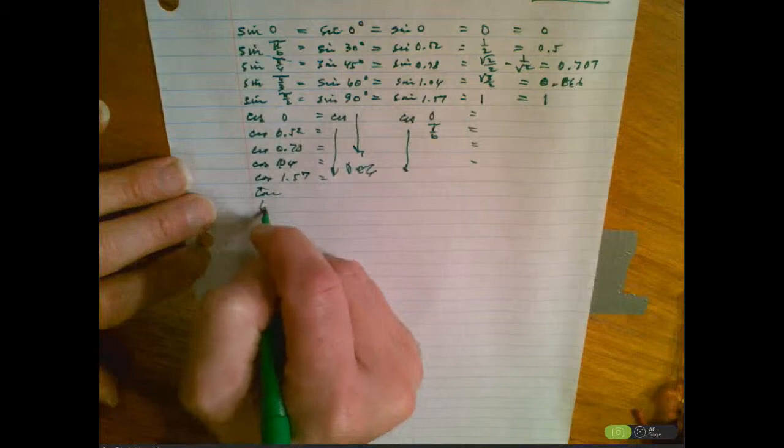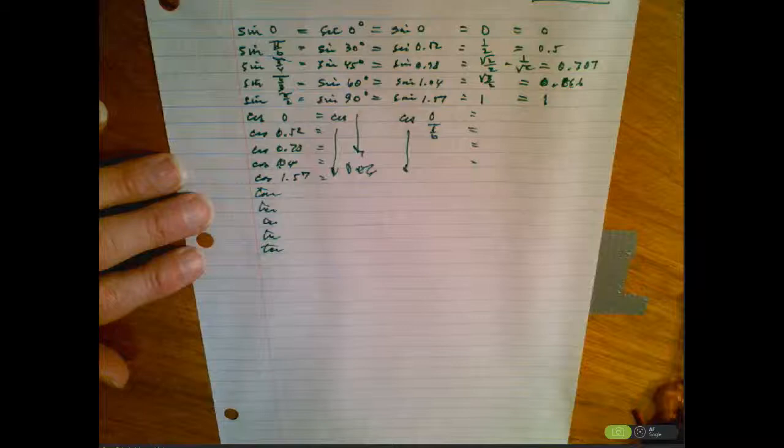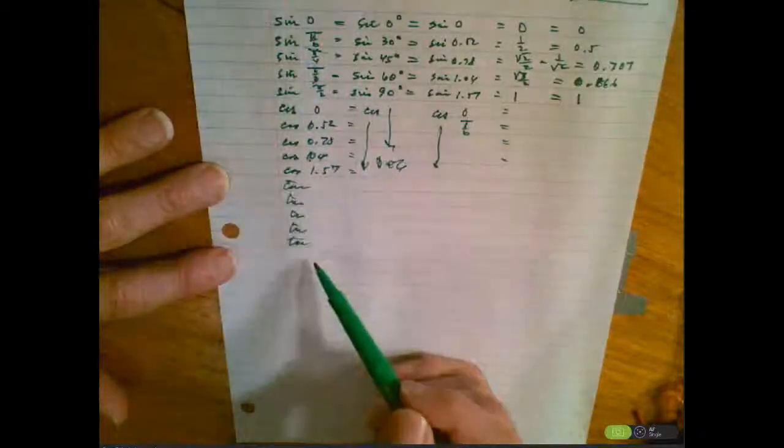Then I want you to write tangent. Okay, tangent, tangent, tangent, tangent. Notice, I don't care if it's sloppy. Doesn't matter. Then you see I got sine, cosine, tangent. Sine, cosine, tangent. Then I want to go to the other side. I want to see sine, cosine, tangent. Sine, cosine, tangent.